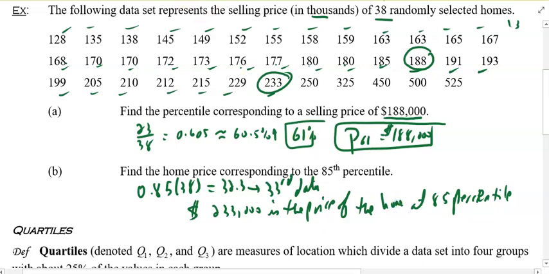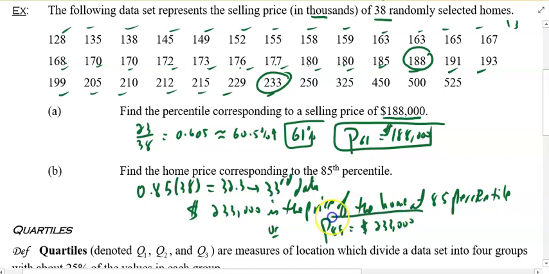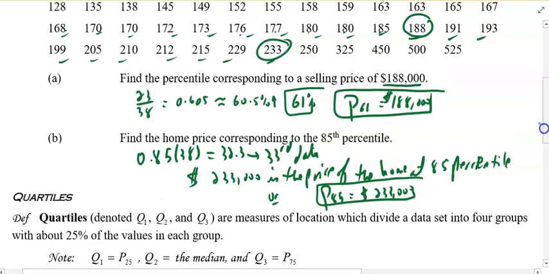You could have also just done this. You could have said the 85th percentile is 233,000. That's good enough. That's sufficient instead of saying all of what we wrote. So remember, L is 85 divided by 100 times 38. Well, let's just think of it as a percentage. That's much easier.